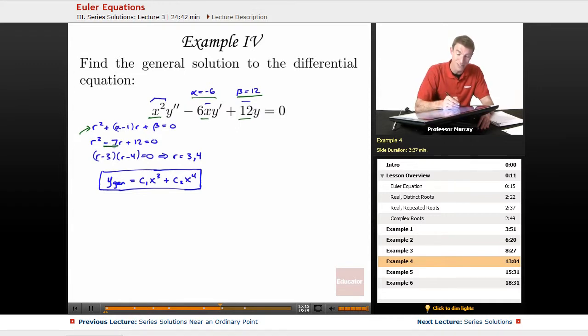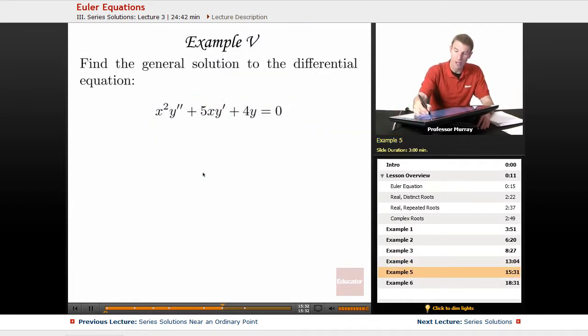So we got r squared minus 7r. That's alpha minus 1. Plus 12 equals 0. Factors nicely, gives me a couple roots. And those roots become the exponents on x for the general solution.